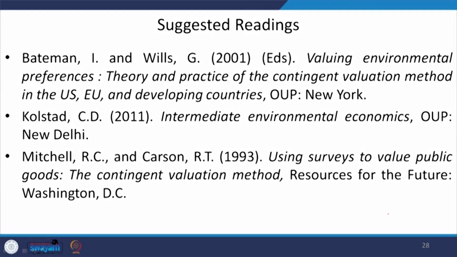So, based on this understanding, we can say that we need to go through certain readings for CV. The first one is the cold start. This is the intermediate one. You can go through it, and after that you can follow Mitchell and Carson's Using Surveys to Value Public Goods: The Contingent Valuation Method. It is a specialized book. Moreover, you can go for this edited book if you need to explore more about contingent valuation surveys.